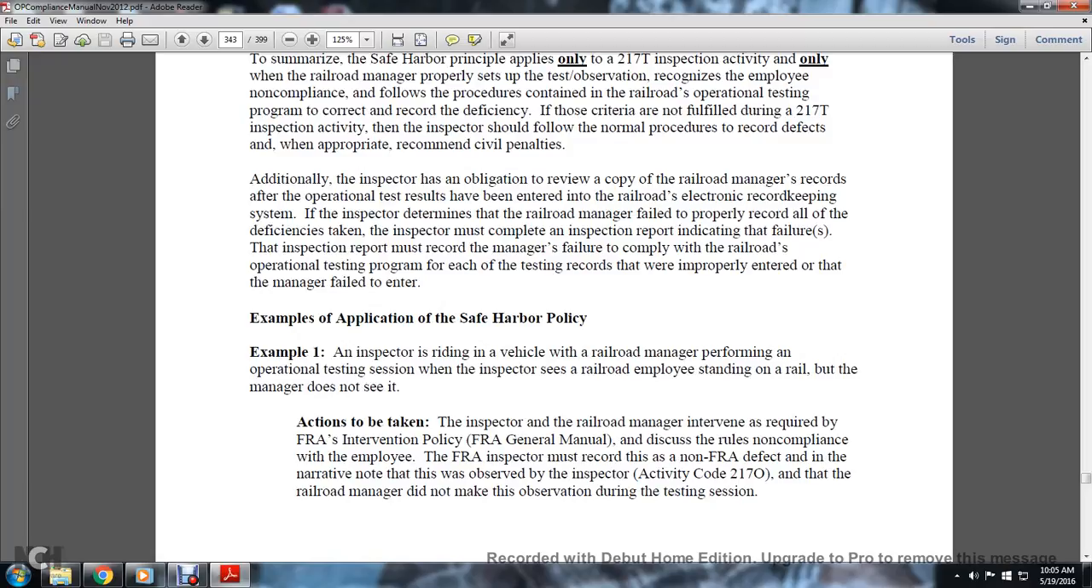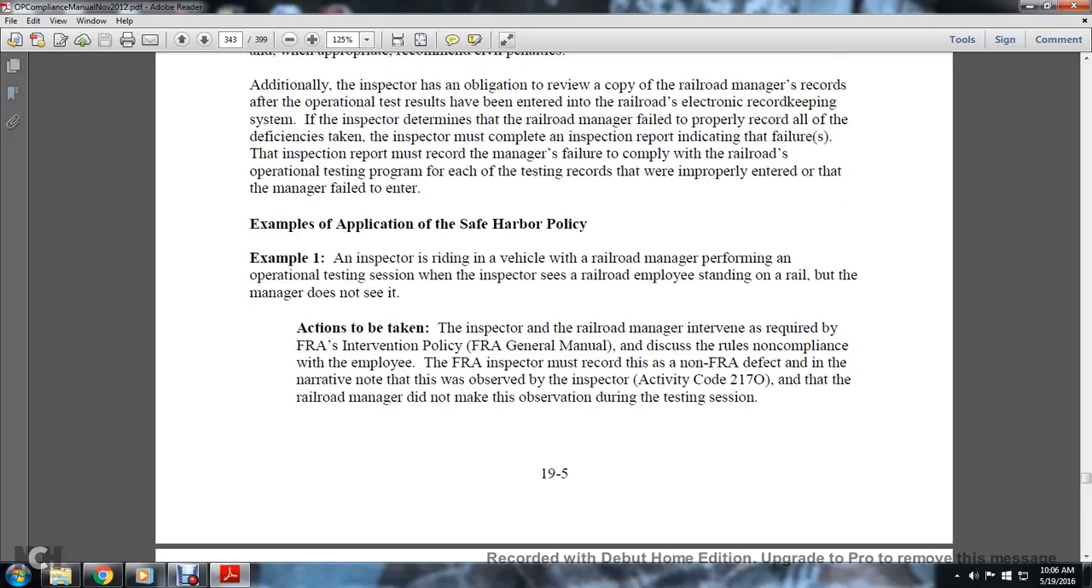Additionally, the inspector has the obligation to review the copy of the railroad manager's records after the operational testing has been entered in the railroad's electronic recordkeeping. If the inspector determines the railroad manager failed to properly record all the deficiencies taken, the inspector must complete the inspection report indicating those failures. The inspector report must record the manager's failure to comply with the railroad's operational testing program for each of the testing records that were improperly entered or that the manager failed to enter.